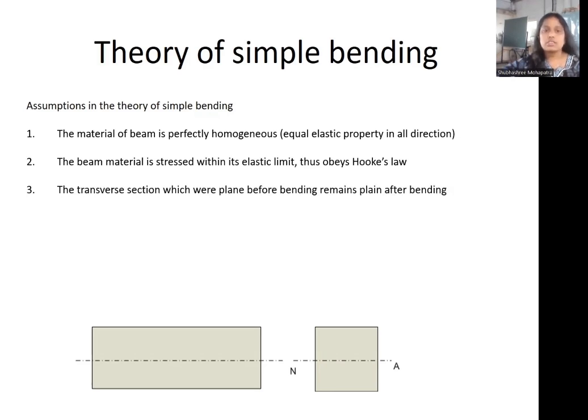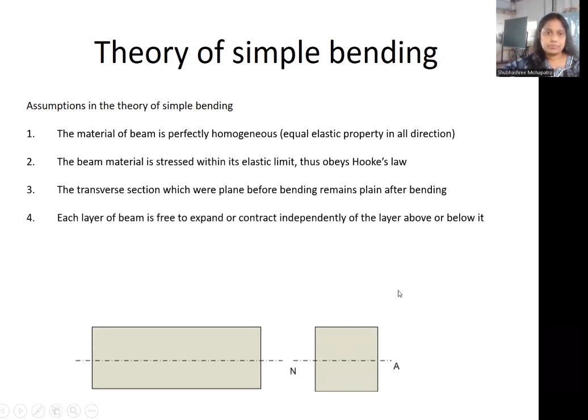Next is the transverse section, which is plane before bending, remains plane after bending. Suppose this is our bar, and this is its transverse section. So before bending, it is plane. After bending, this transverse section will also remain plane. Next, each layer of the beam is free to expand or contract independently of the layer above or below it. Then the value of Young's modulus should be the same in tension and compression.